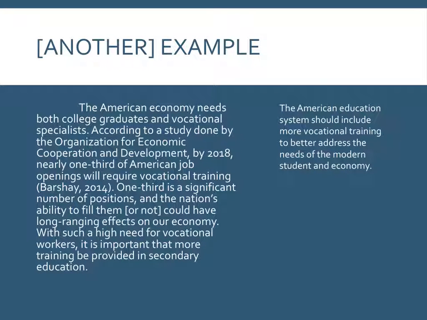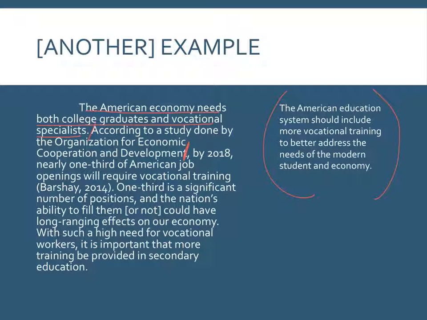Here's another example, and this is for the persuasive examples that we've been working with. Remember, the claim is the American education system should include more vocational training to better address the needs of the modern student and economy. We start with the evidence statement. The American economy needs both college graduates and vocational specialists. We give a context for our first detail. According to a study done by the Organization for Economic Cooperation and Development, so there's our context before the detail, here's the actual detail. By 2018, nearly 1/3 of American job openings will require vocational training.